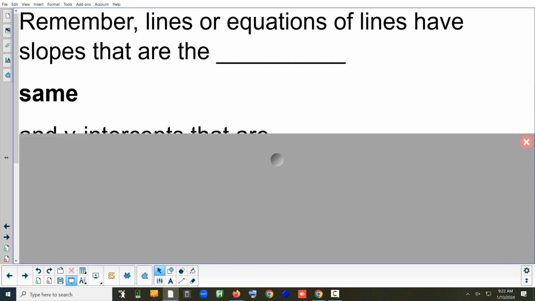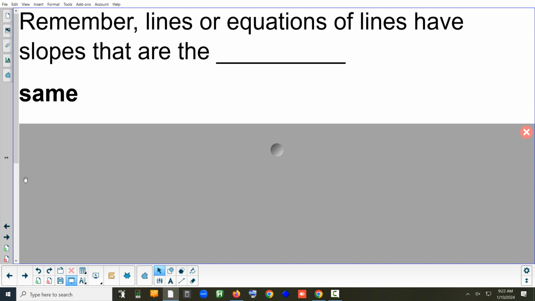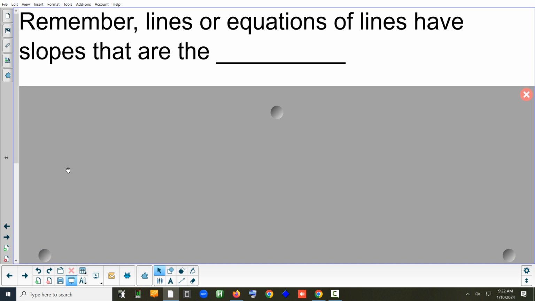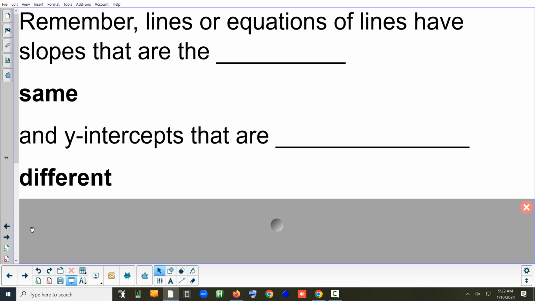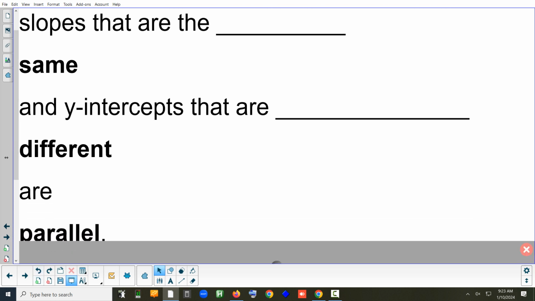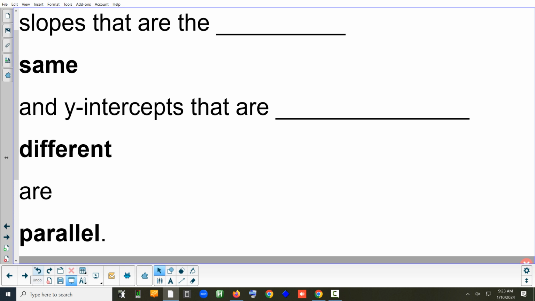Okay, so that's kind of important to write down. On your guided notes, where it says, remember, lines are equations that have slopes that are the same, and the y-intercepts have to be different. If it's the same slope and the same intercept, then they're the same line. They're right on top of each other. That's not parallel. So it has to be the same slope, but they have to cross the y-axis at a different spot, so they're not touching. That's parallel. So those are what you fill in on the three blanks: same, different, parallel. Any question on what to put in the blanks?